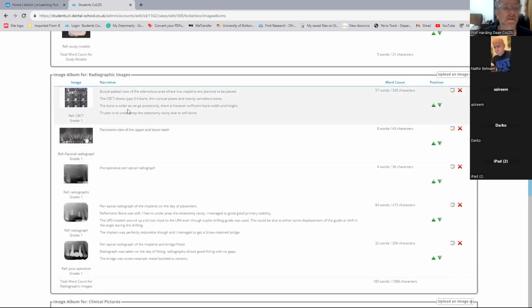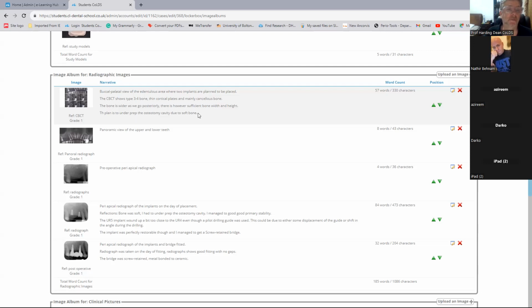So these are the sort of things that you've actually written here. CBCT shows type 3-4 bone, thin cortical plates, mainly cancellous bone. Good bone width and height posteriorly. Plan is to under-prep the osteotomy. That's great. That's all good stuff. And it's showing that you're actually thinking about how you're going to prepare the bone, that you're not going to drill up through the full sequence because the bone is softer. So yes.